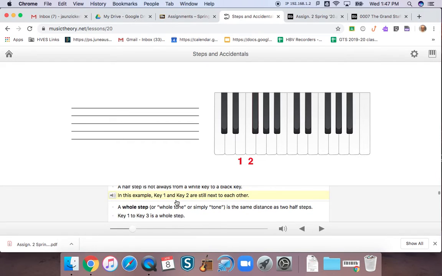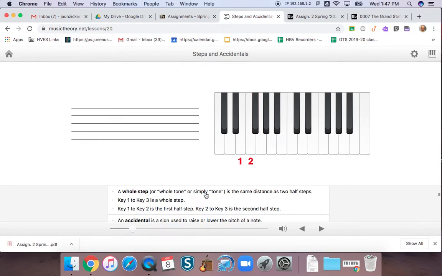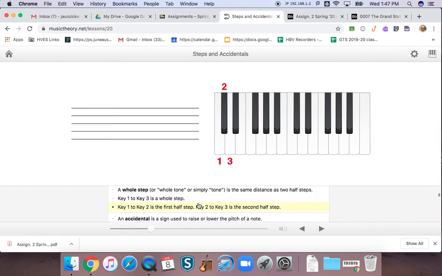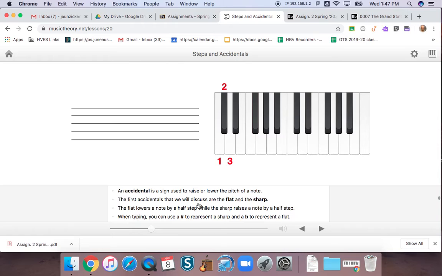So that's a half step. A whole step, or a whole tone, or simply tone, is the same distance as 2 half steps. Key 1 and key 3 is a whole step. So when you skip a note, that's called a whole step. Key 1 to key 2 is the first half step. Key 2 to key 3 is the second half step. Okay, so those are our steps, whole steps and half steps.